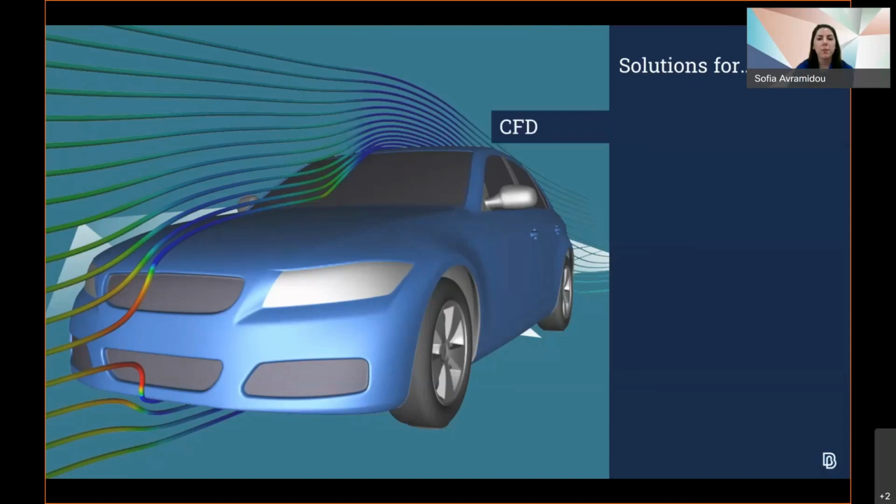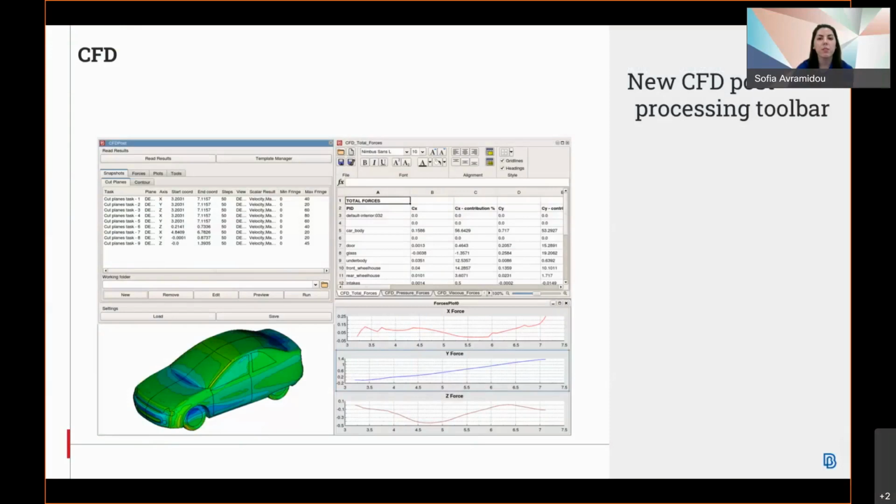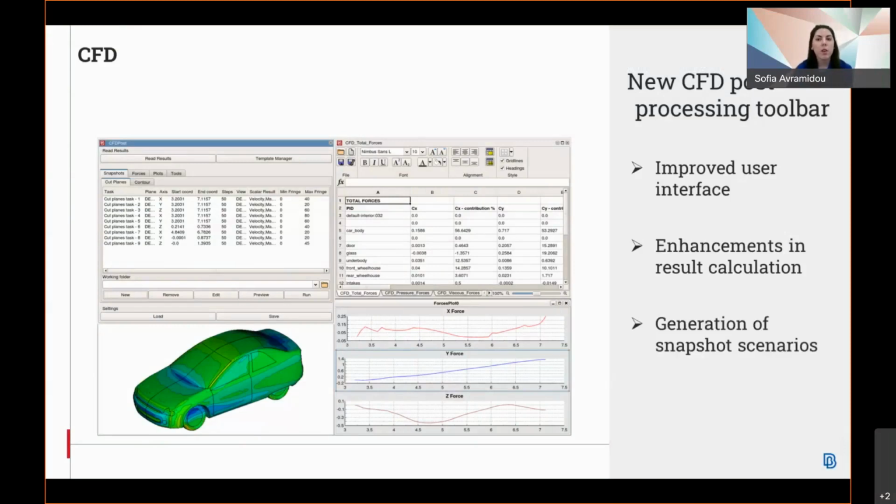In the CFD area, there have been some developments in the CFD post-processing toolbar, which has been redesigned. It provides a better and more comprehensive user interface that contains more functionality. Some of the new functionality includes enhancements in result calculation and generation of snapshot scenarios. So a snapshot scenario can contain, for instance, a cut plane that moves along the model in a predefined axis, taking snapshots in certain positions, or a set of views on which snapshots will be generated. And also we have a report generation available for the toolbar.